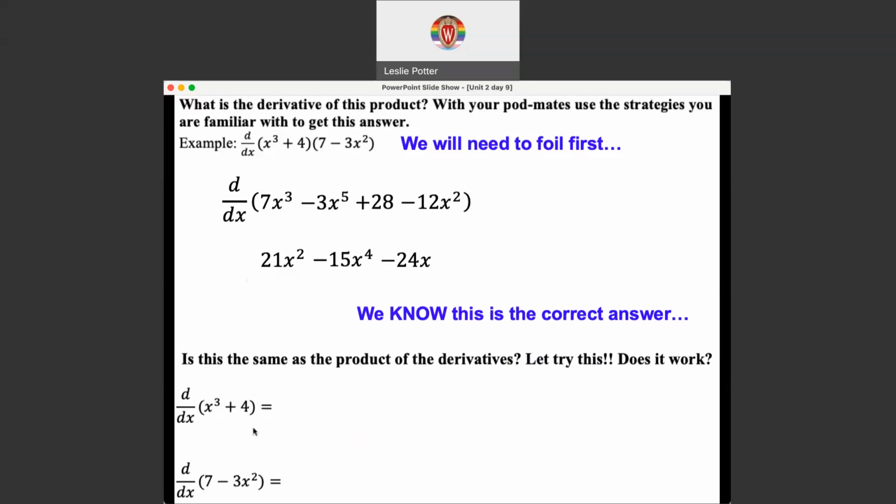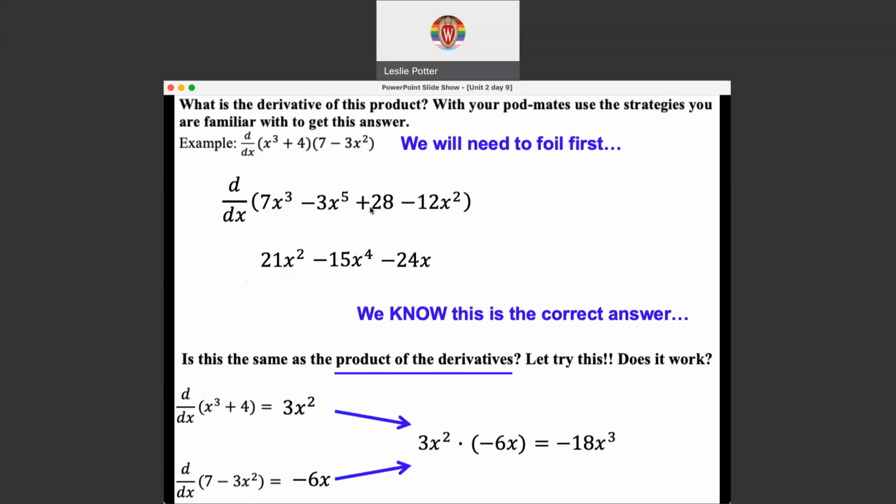So what's the derivative of x cubed plus 4? We know that that is 3x squared. What's the derivative of 7 minus 3x squared? We know that that's minus 6x. So let's multiply, right? We want the product of the derivatives. Here are the derivatives. The product means multiply them together. So when we multiply those together, we get negative 18x to the 3rd power. Well, we know this is the correct answer.